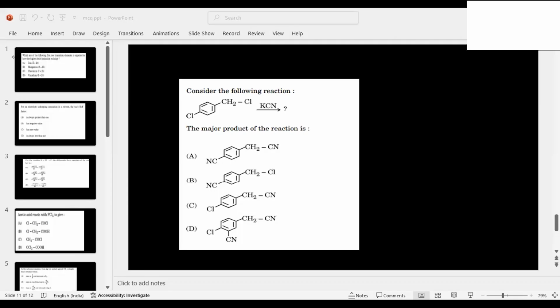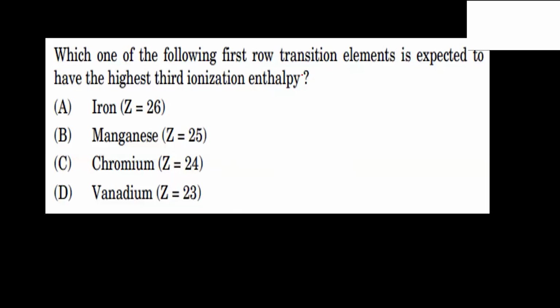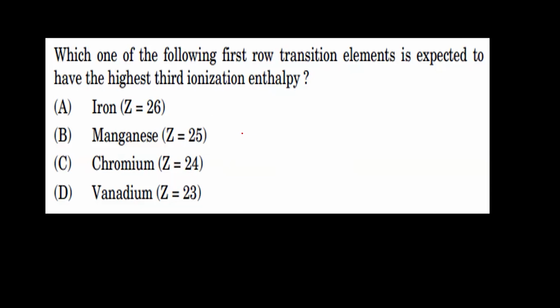Which one of the following first row transition elements is expected to have the highest third ionization enthalpy? Iron is given, then manganese, chromium, and vanadium. First you have to understand what is third ionization enthalpy. That is, if you already removed 2 electrons, now we are going to remove the third electron.